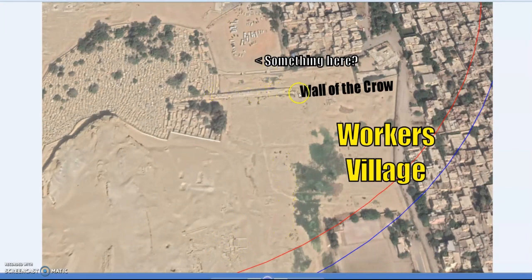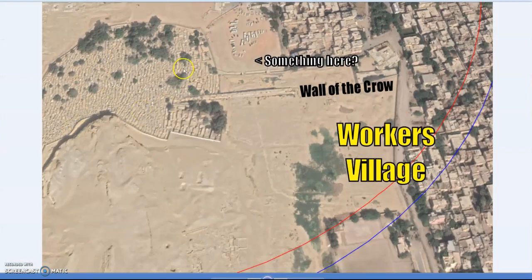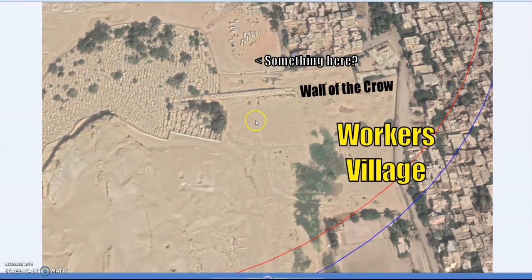The Wall of the Crow formed the boundary into the sacred precinct. You would have to pass through the door just here, which is now a Coptic Islamic graveyard here, and only part of the Wall of the Crow survives. And then from the Wall of the Crow you go north, and now you're in the sacred temple precinct.